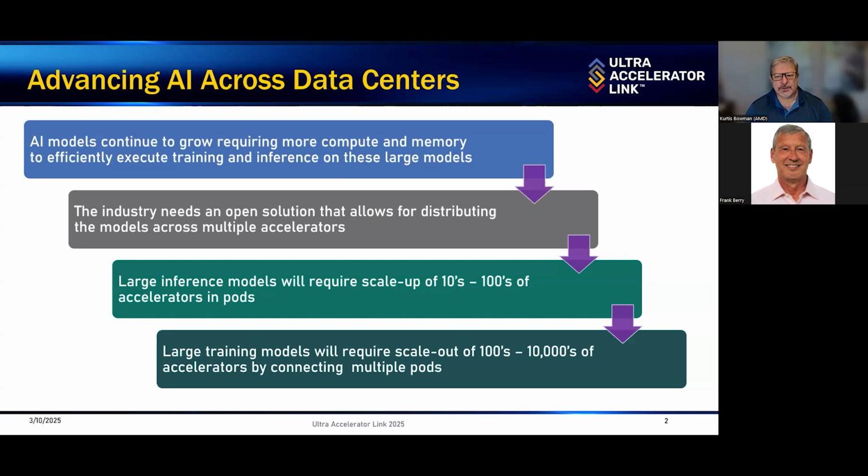What we figured out was that, for large inference models, we were going to need tens to hundreds of GPUs. And for large training models, we need somewhere between hundreds and tens of thousands of those accelerators.